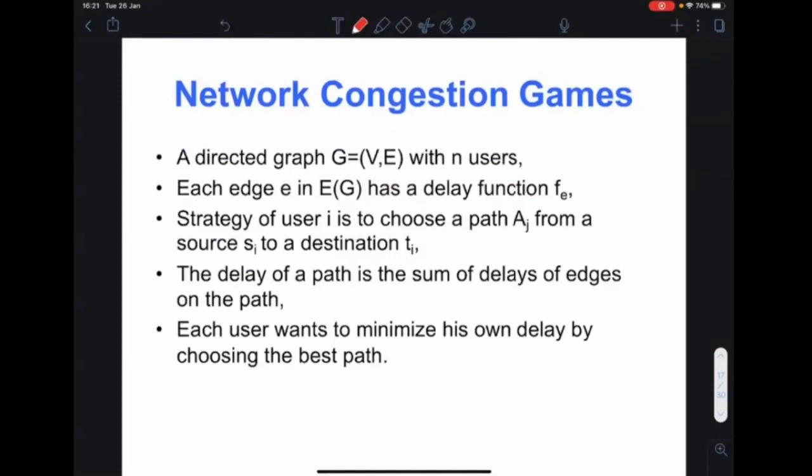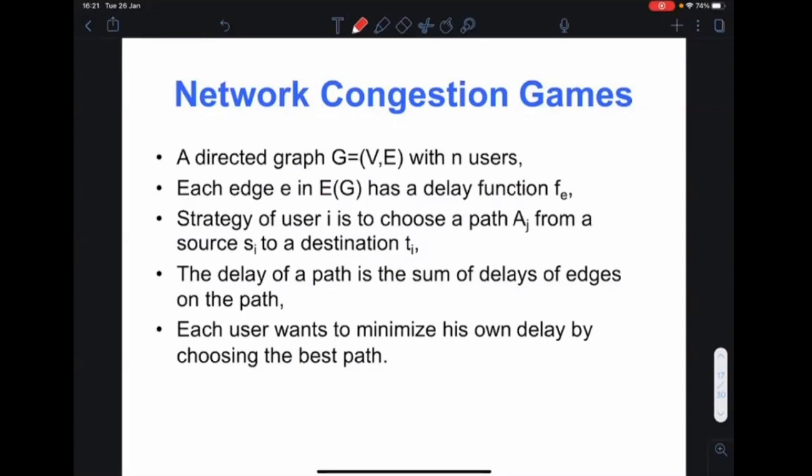Think about this as a transportation graph. Each edge indicates a road, and this function f indicates how much time you spend traveling on this road. Then the strategy of user i is whether they decide to choose a path to reach their destination from the source. The source is s_i and the destination is t_i. So the delay of the path is basically the sum of the delays of the edges on the path.